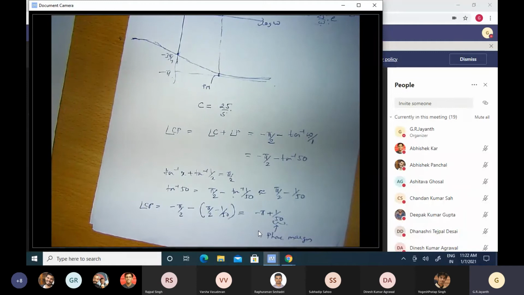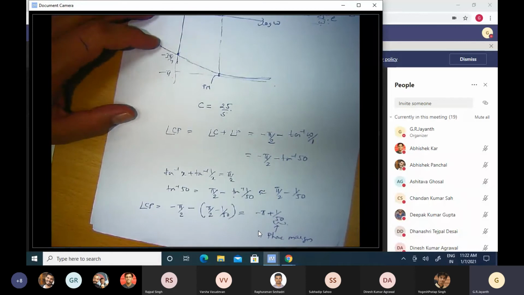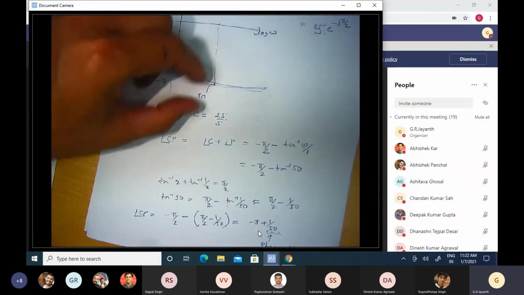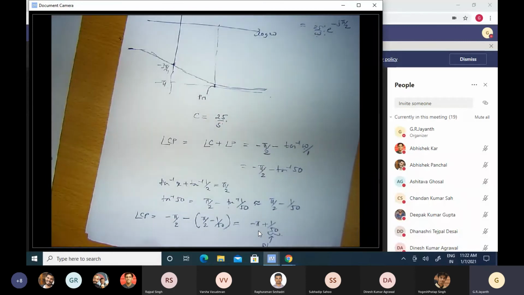What is 1 by 50th of a radian? About 60 degrees is 1 radian, right? So 1 by 50th of a radian is approximately 1 degree, a little bit more than 1 degree. I wanted a phase margin of 40 degrees, and what I have got is a phase margin of a little bit more than 1 degree. So my closed loop system will be dangerously close to instability. The closed loop poles will be very close to the imaginary axis, if I were to stop my design exercise with this particular controller structure. Any questions so far?